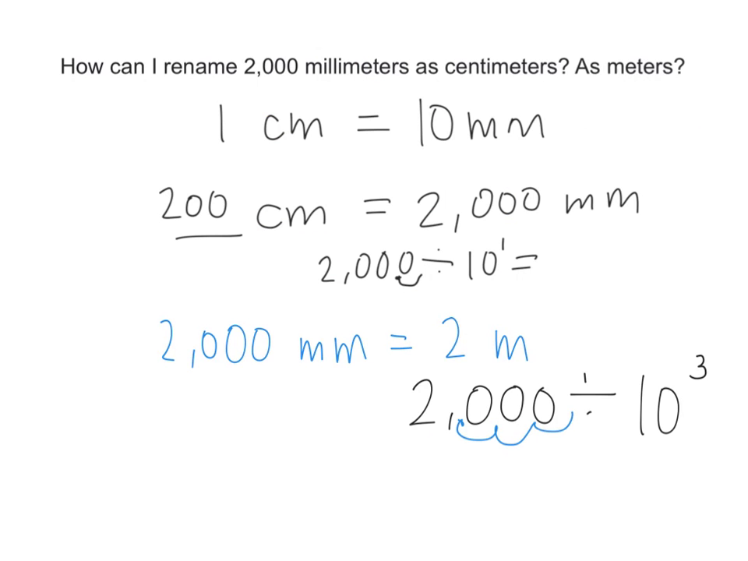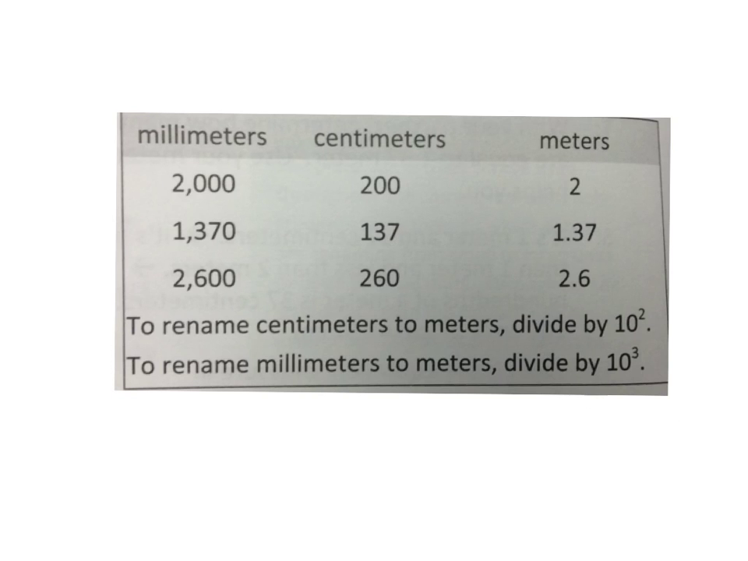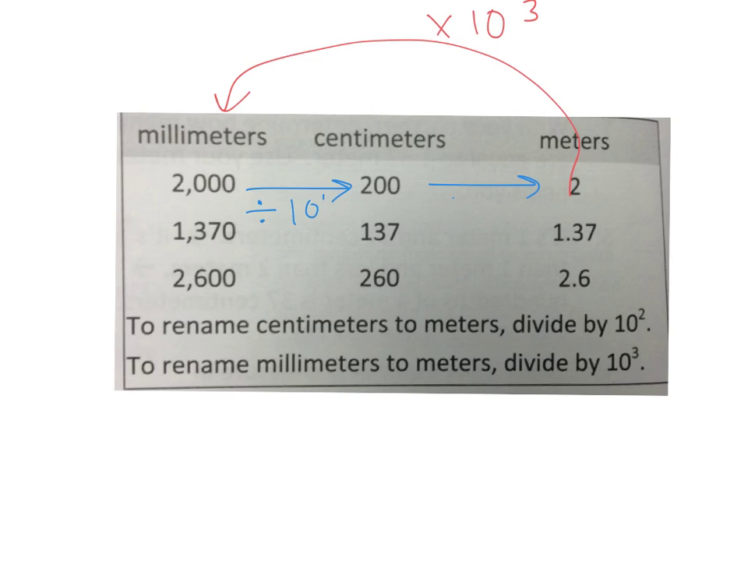So here we can see the relationship between centimeters, millimeters, and meters is the same, but when I'm going from a smaller unit to a bigger unit, I need to divide instead of multiply. Okay? Remember how when we were going from meters to millimeters, we had to multiply to get the number bigger, right? When I'm moving from millimeters to centimeters, I had to divide by 10.